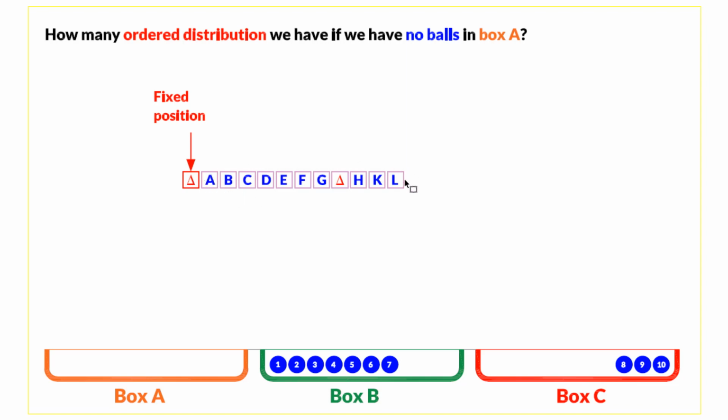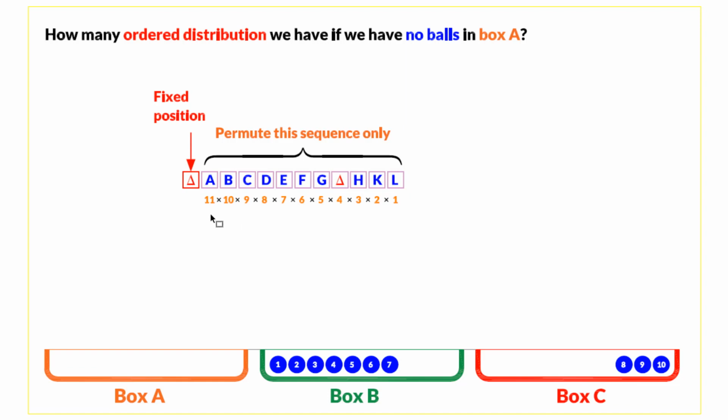So we have 11 objects, and they need to be permuted. The first one can be chosen in 11 ways, the second one can be chosen in 10 ways, the third one in 9, and so on. So this product represents 11 factorial, and that's equal to 39,916,800. And this is the number of possible ordered distributions in case box A is empty.